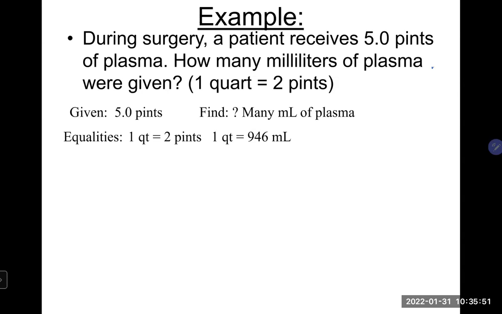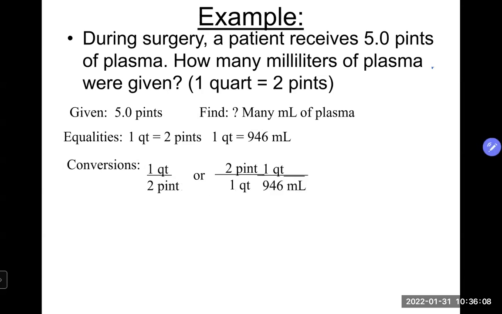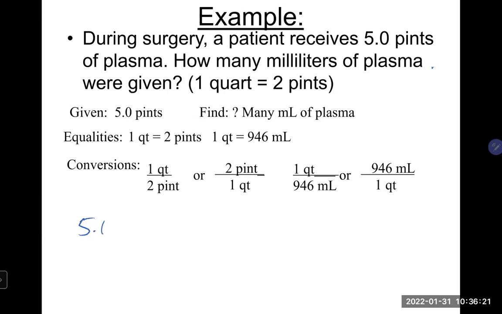Okay, let's take a look at this. So remember that you want to find the right equalities. As we talked about last time, from any equality, you can write two conversion factors. So if we write our conversion factors for each of those, that's going to allow us to get to where we need. We're clearly going to start with what was given to us, which in this case is 5 pints.